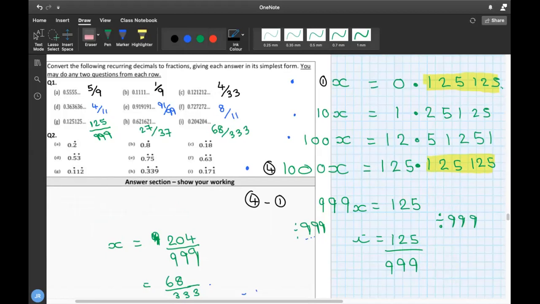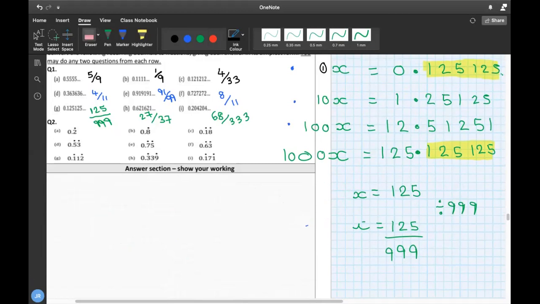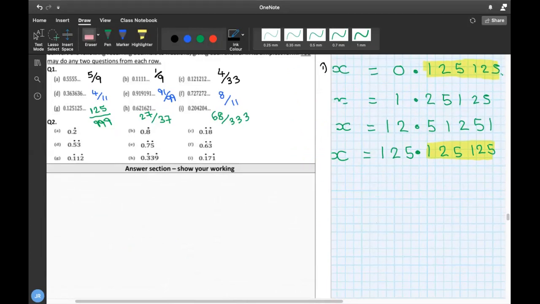For question 2, it's a very, very similar thing. They've just presented it slightly differently. In question 1, they'd written out all the repeating digits and put dots. But in question 2, they've used the correct notation and they've used the symbol above the recurring digits. So that first one, 0.2 with a dot on top of it, that means 0.2222222 for infinity.